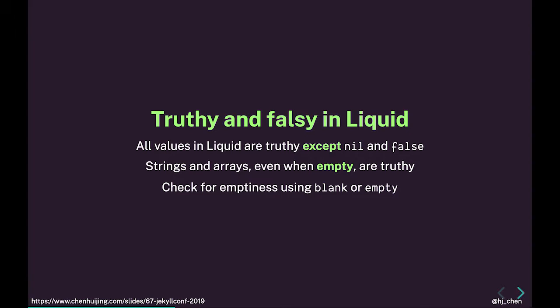Now nil is a special empty value that is returned when Liquid cannot find anything to return. It is not a string with the characters nil. The letters N, I, and L don't show up anywhere. It is essentially nothing.